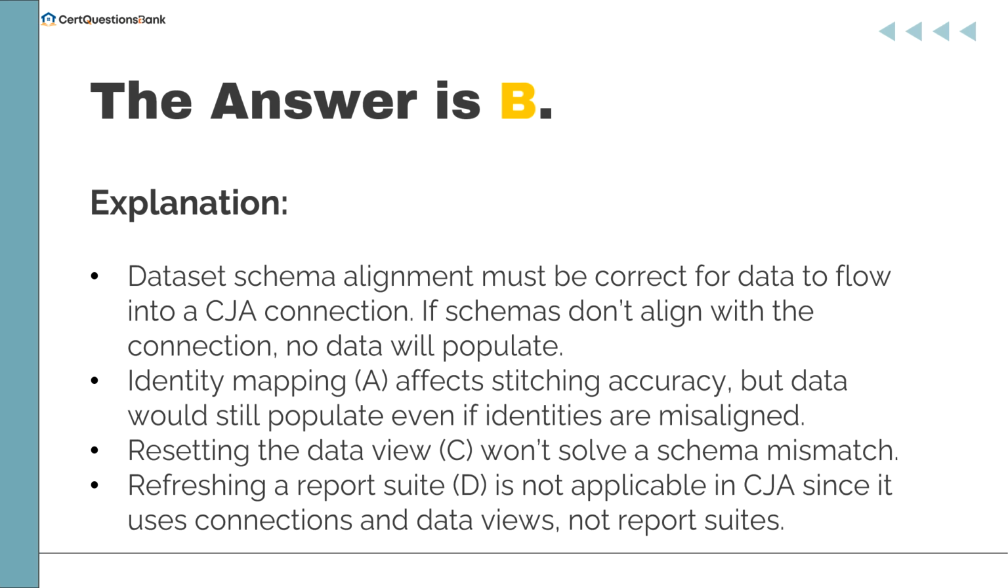Dataset schema alignment must be correct for data to flow into a CJA connection. If schemas don't align with the connection, no data will populate. Identity mapping, A, affects stitching accuracy, but data would still populate even if identities are misaligned. Resetting the data view, C, won't solve a schema mismatch. Refreshing a report suite, D, is not applicable in CJA since it uses connections and data views, not report suites.